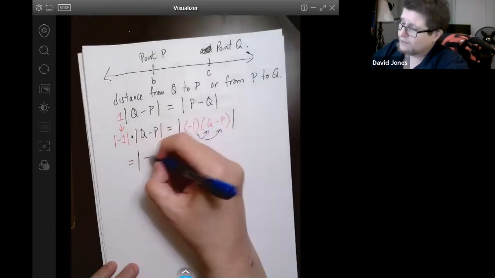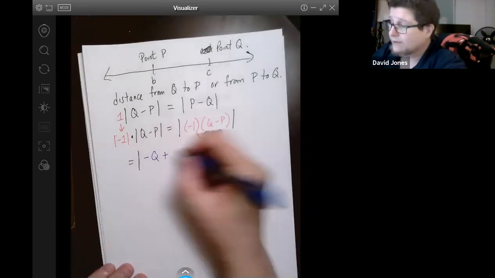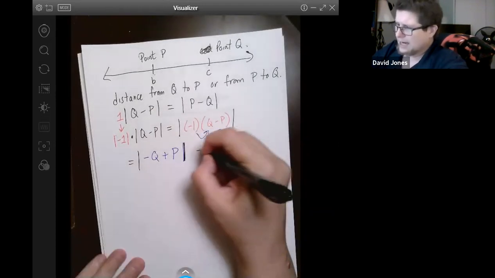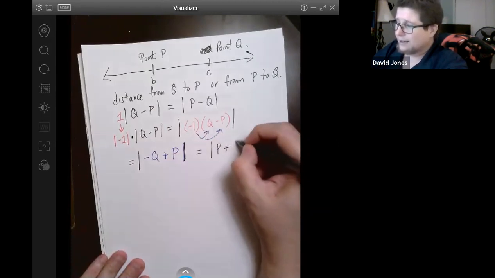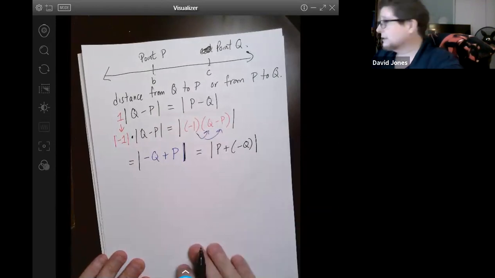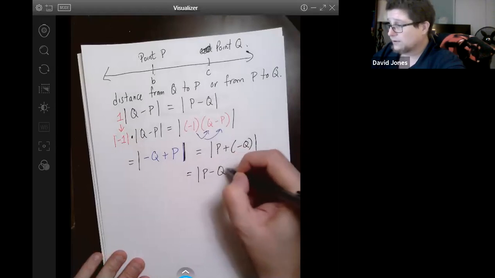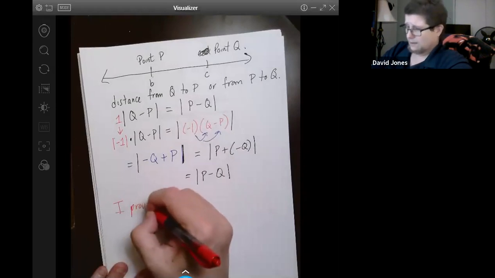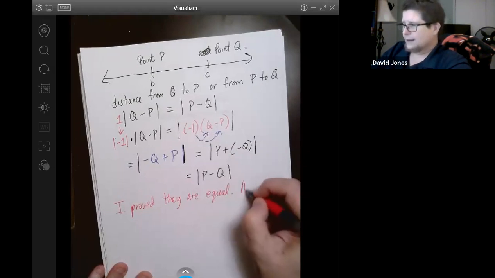-1 times Q is -Q. -1 times -P, there's two negative signs, so it's positive, and 1 times p is p. And then remember our commutative property, we can rewrite this as p plus negative q. We can change the order of addition around. But p plus a negative number is the same thing as p minus q. So I just proved to you they're equal. I proved they're equal. Neat, huh?